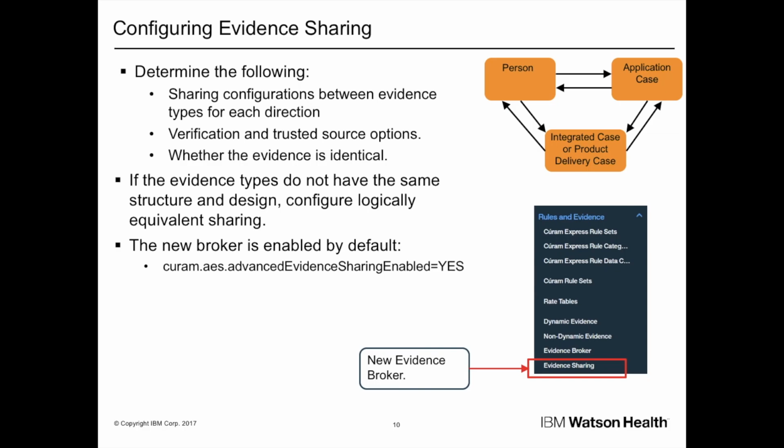To configure the new evidence broker, select the Evidence Sharing link from the Administrator's Shortcuts panel. The old evidence broker is still available by selecting Evidence Broker from the panel. The new broker is enabled by default. That is, where this property is set to Yes. To use the old broker until you're ready to start using the new broker, you must set this property to No.